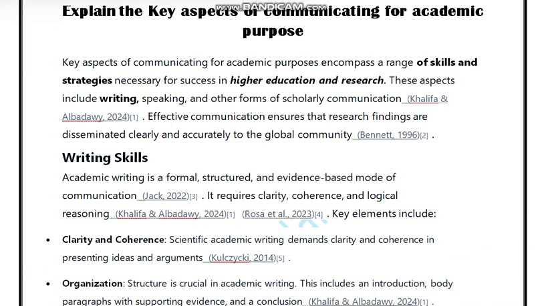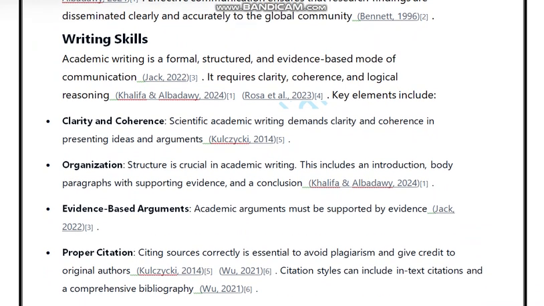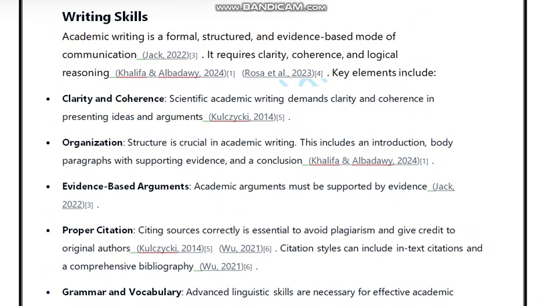Now, the writing skill. Let's talk about the writing skill. Academic writing is a formal, structured, and evidence-based mode of communication. Academic writing is formal and structured. We have to follow formal rules, a certain structure, and base our writing on some evidence. So academic writing is a form of communication which is based on formal structure and is evidence-based.